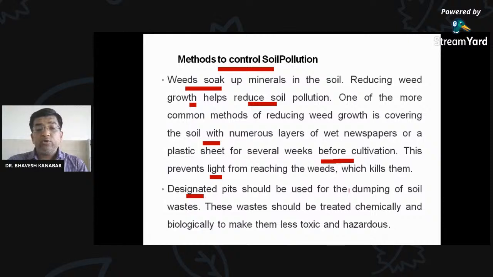Designated pits should be used for dumping soil waste. Indiscriminate throwing should be avoided. Only in the designated pits. Pits means khado. Only in that can this soil waste be dumped. This waste should be treated chemically and biologically to make it less toxic and hazardous.